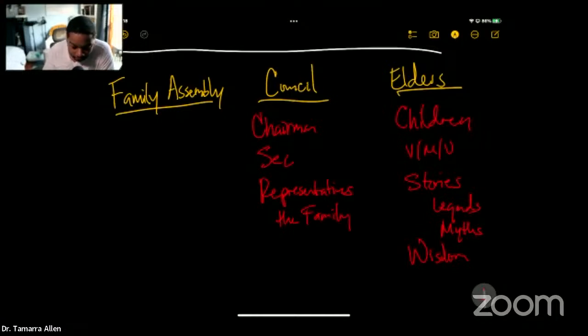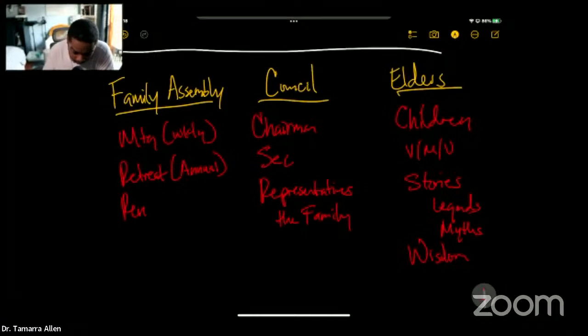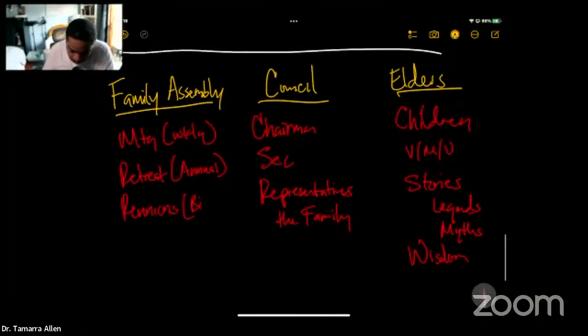Right. And like I said, you have the weekly meeting. You have the retreat, which is annual. And then you have the reunions, which is biannual or annual. Personally up to you and your family. Right. So this is really how the meetings are.